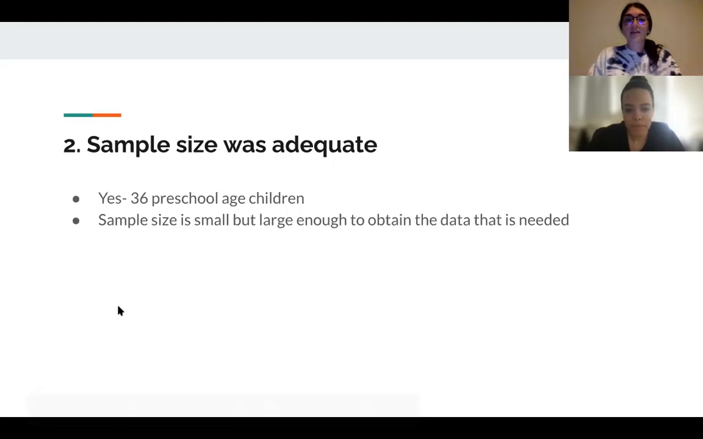So the sample size was adequate. So we said yes. Even though there are 36 preschool age children and the sample size is small, it's large enough to obtain the data that was needed.